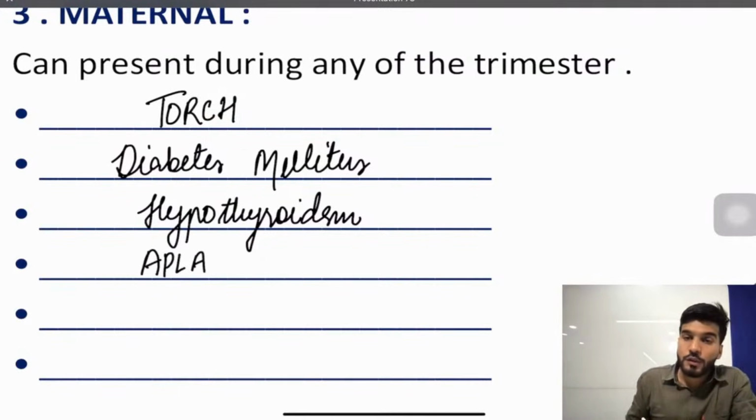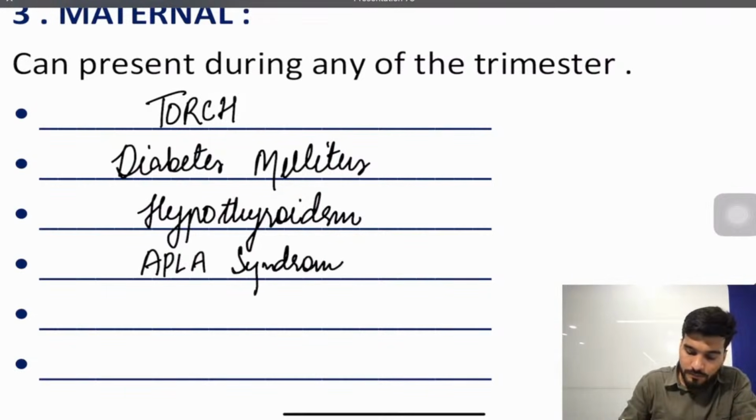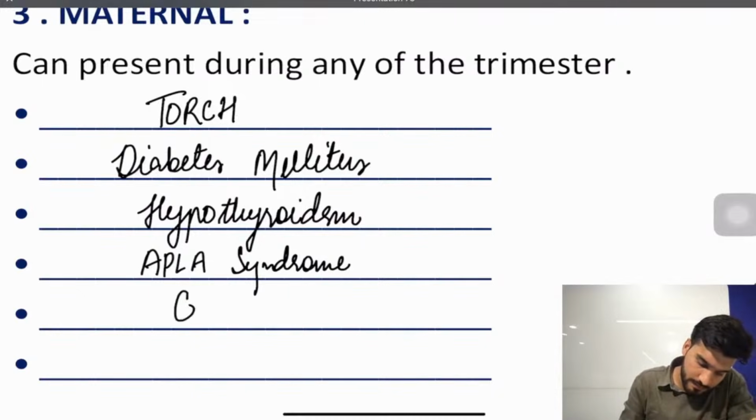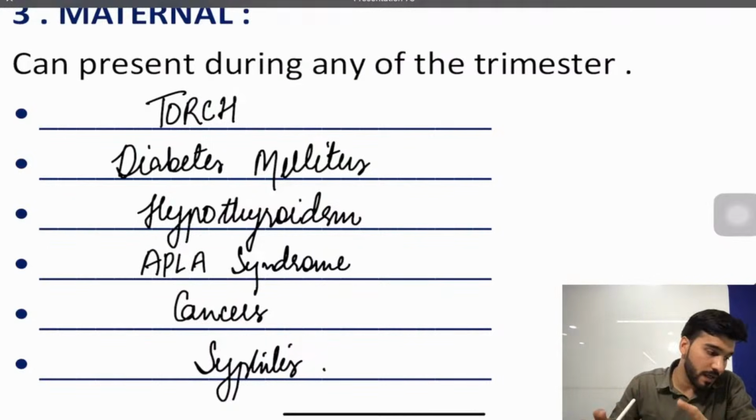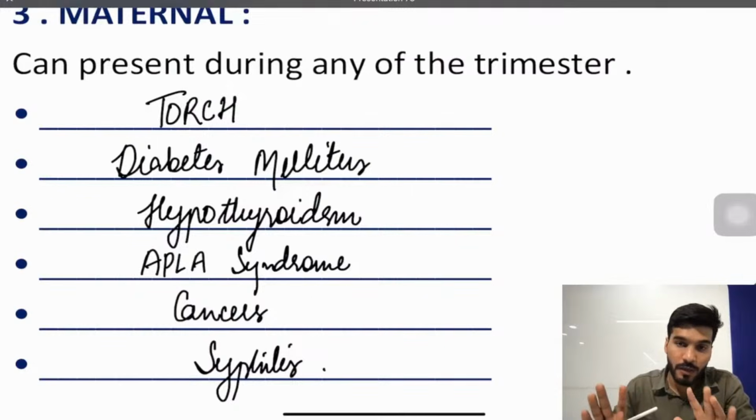APLA is a type of acquired thrombophilia, antiphospholipid antibody syndrome. We can have cancers or syphilis. These are all the maternal causes of abortion. The main questions that will come from abortion are either the presentation of a type of abortion and its management, or the anatomical causes and their management, or the MTP, medical termination of pregnancy: drugs, dosage, and the time. These are very important questions that can come from abortion.